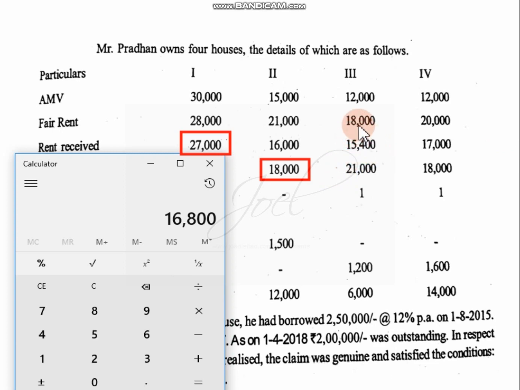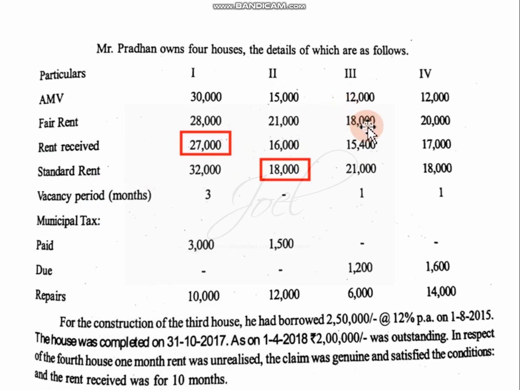See here, 16,800 is less than 18,000. So 18,000 is the highest value here. So that's why we are not considering 15,400, but we are going to consider 18,000 as our gross annual value. So 18,000, how we are working out for normal calculation, in the same way we are doing it here. So 18,000 will be my gross annual value.